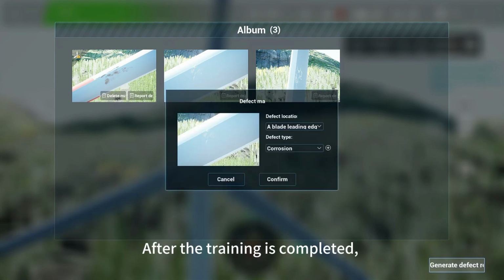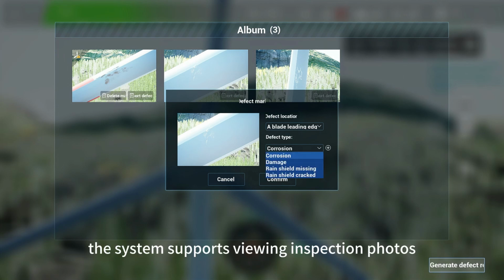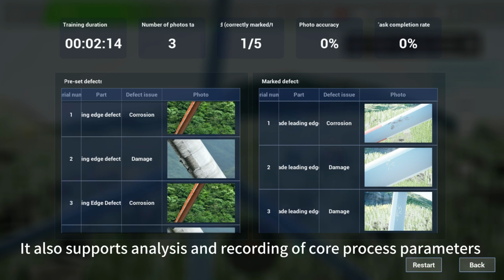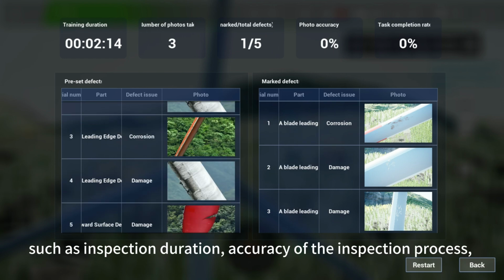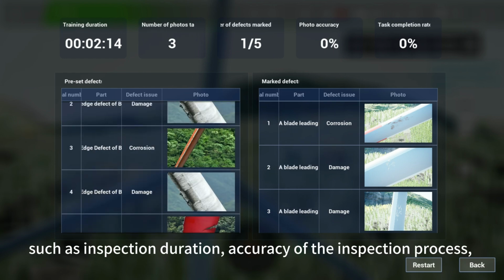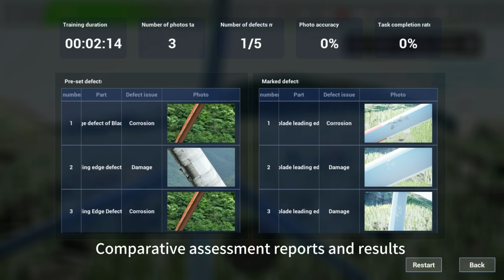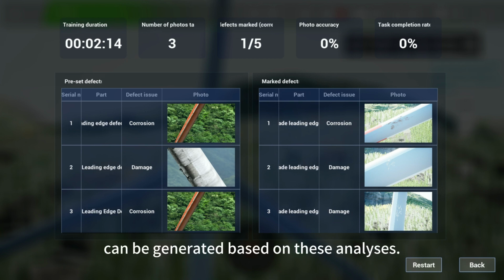After the training is completed, the system supports viewing inspection photos and allows for marking defects. It also supports analysis and recording of core process parameters, such as inspection duration, accuracy of the inspection process, task completion rate, and photo accuracy. Comparative assessment reports and results can be generated based on these analyses.